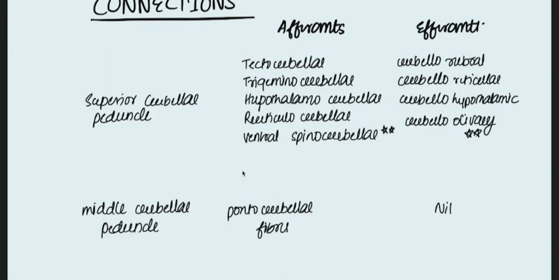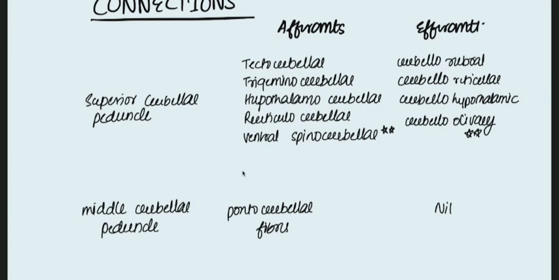So the easiest to study is the middle cerebellar peduncle because it contains one major afferent fiber, which is the pontocerebellar fibers, and it does not contain any efferent fibers. So the middle cerebellar peduncle contains the pontocerebellar fibers. The pontocerebellar fibers are actually part of the cortico-pontocerebellar tract. It is through this tract that the cerebellum is connected to the cerebral cortex.